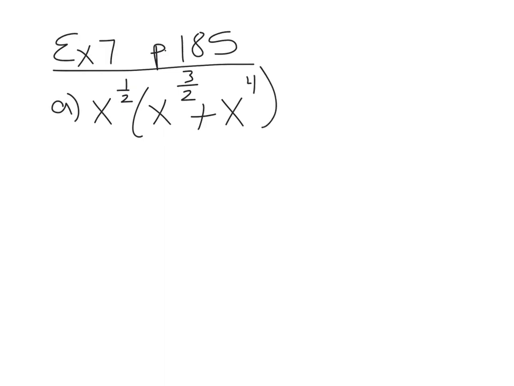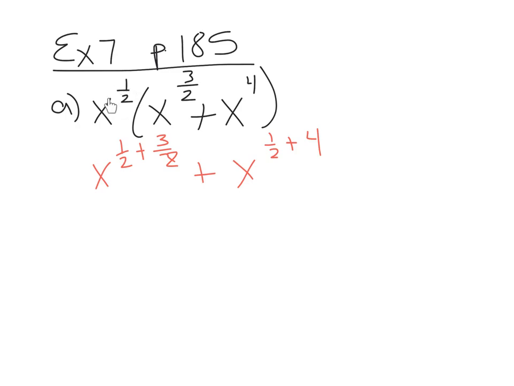Now, when you multiply like this, you're multiplying the same base together. When you multiply the same base, you add the exponents. So this is distributive property. We're going to multiply this term times here, and then this term times here. And when you do that, you add the exponents. So that's going to turn into x to the 1/2 plus 3/2, and then that's this times this, and then there's a plus sign here, so we need a plus, and again, x to the 1/2 plus 4.